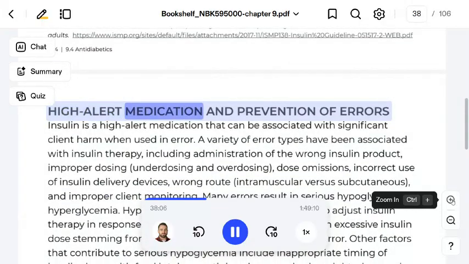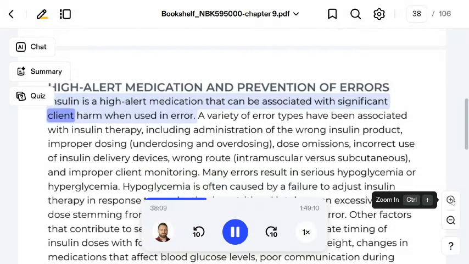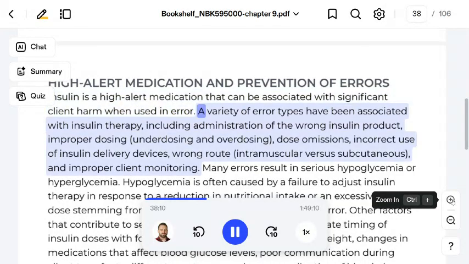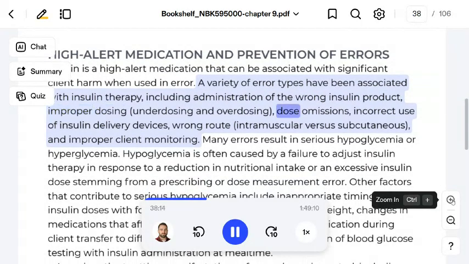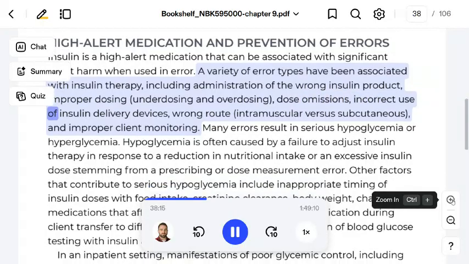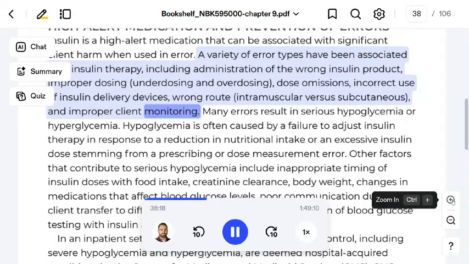High-alert medication and prevention of errors. Insulin is a high-alert medication that can be associated with significant client harm when used in error. A variety of error types have been associated with insulin therapy, including administration of the wrong insulin product, improper dosing, dose omissions, incorrect use of insulin delivery devices, wrong route, and improper client monitoring. Many errors result in serious hypoglycemia or hyperglycemia.